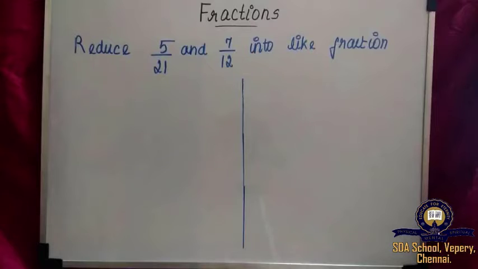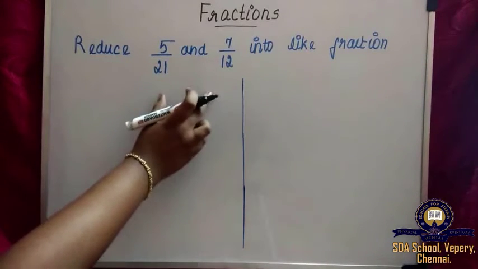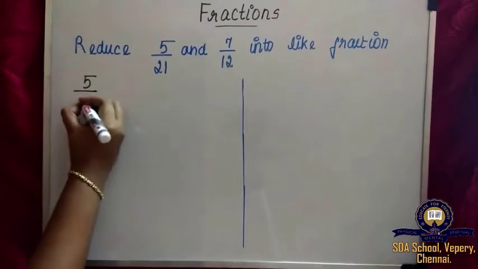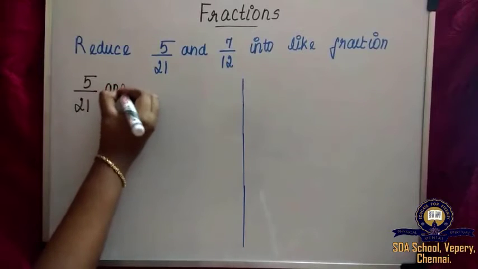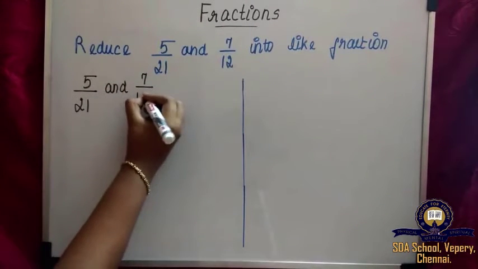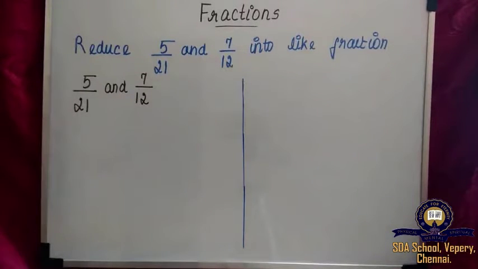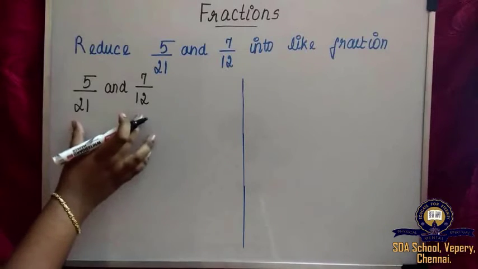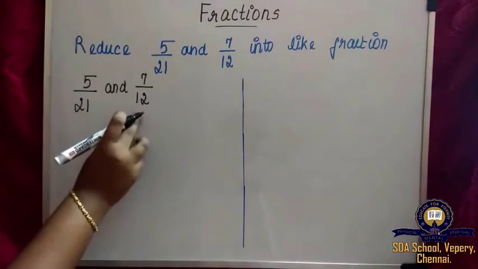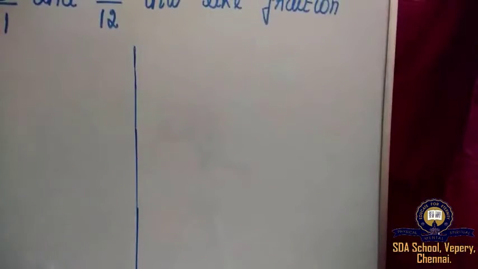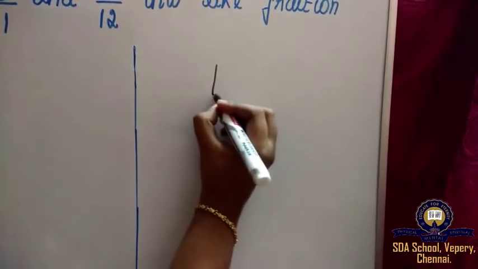Convert 5 by 21 and 7 by 12 into like fractions. So, two unlike fractions are given. We have to convert them into like fractions. So, 5 by 21 and 7 by 12. In order to convert the unlike fractions into like fractions, first we have to find the LCM of the denominators. So here the denominators are 21 and 12. So first let us find the LCM of 21 and 12.